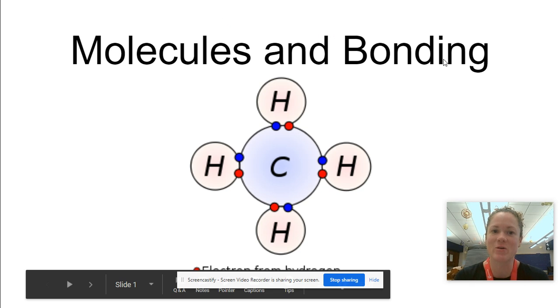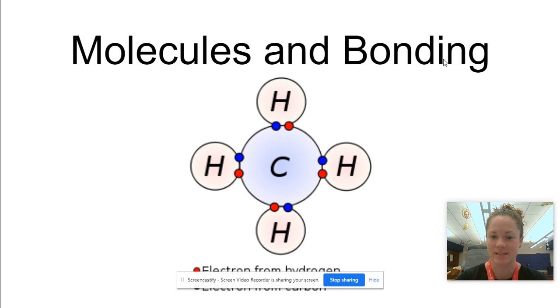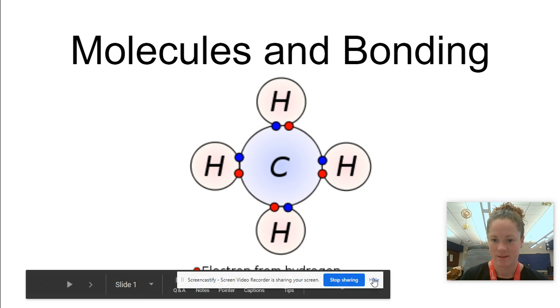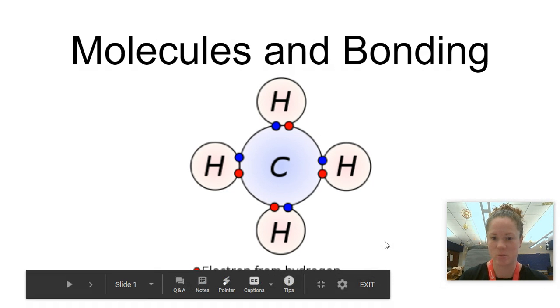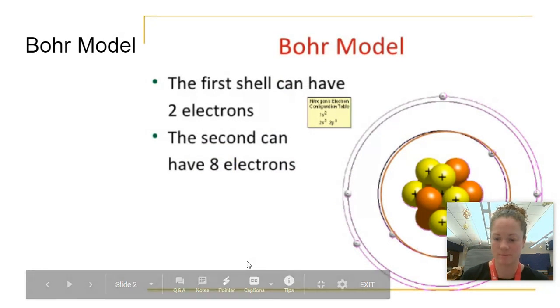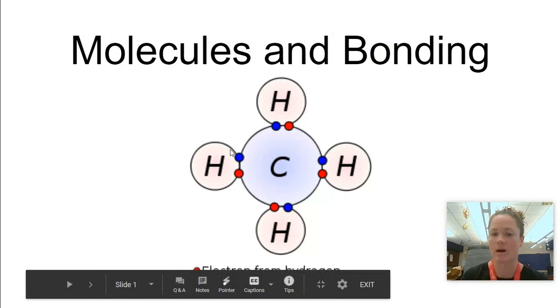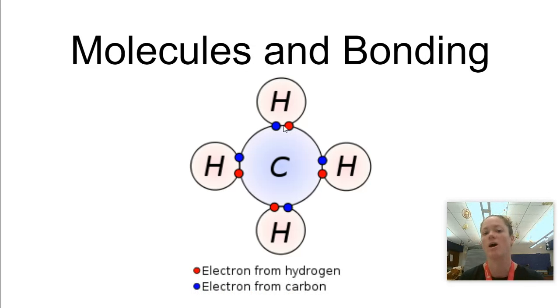Okay, so we're going to go over molecules and bonding now. This is what a molecule would look like, and this is the way that the different elements or different atoms bond in order to create those molecules.